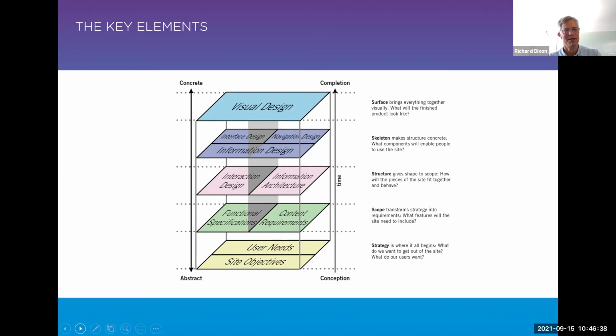And it's quite useful to think about it in those individual layers, because then what you do is break each of those layers down into these aspects. So the strategy really is thinking around the user needs and the specific site objectives. The scope is, what do we need it to do functionally? What do we need in terms of content requirements and delivery? And we can then develop the information architecture, the structure of the site, and the integration design. And that ultimately leads into the creative look and feel and the visual surface.